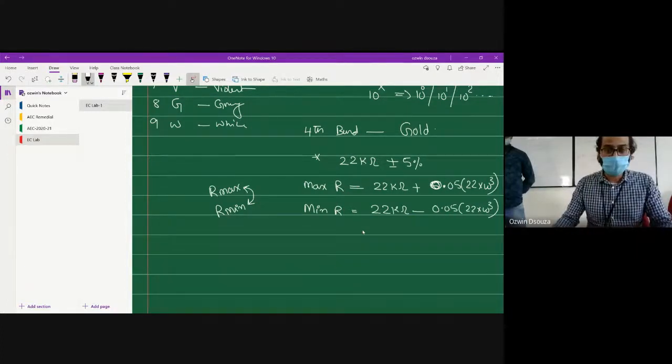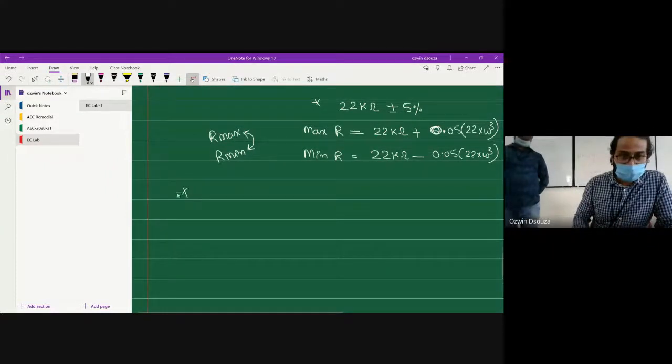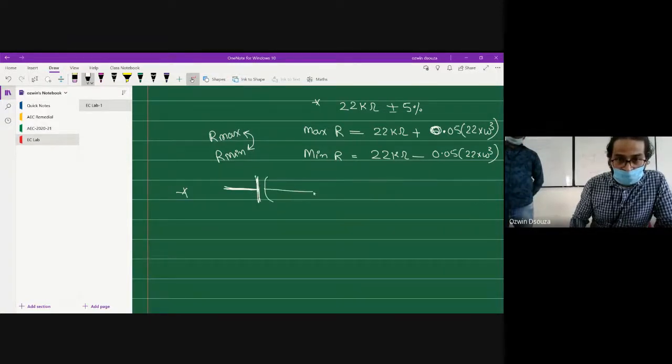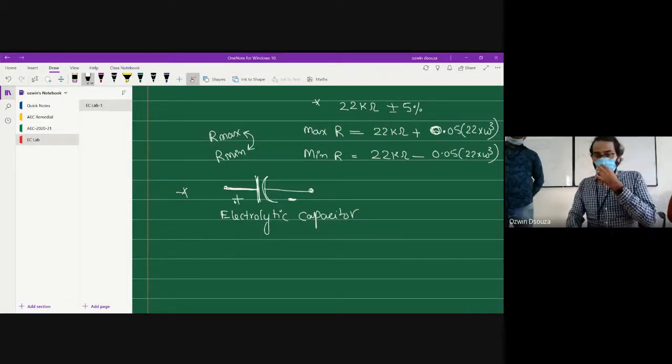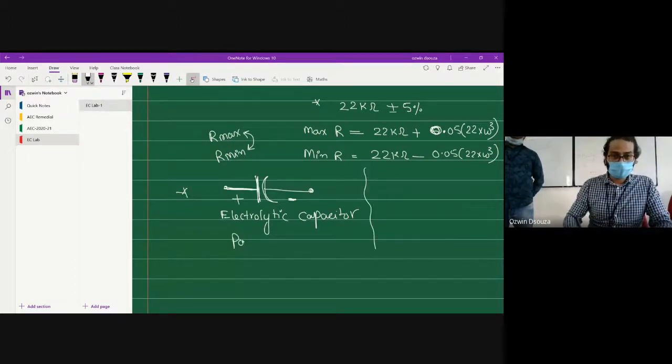Okay, so that's about your resistance and capacitance. Capacitance is drawn with this symbol. The flat end is the positive terminal and the blunt end is the negative terminal. This is your electrolytic capacitor. Since I am putting polarity, you must observe that it is nothing but a polarized capacitor. This is also called a polarized capacitor.